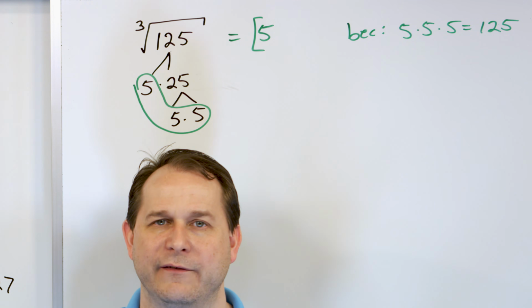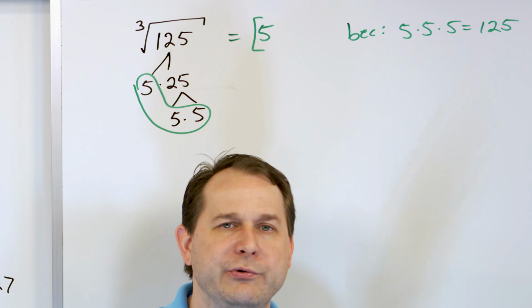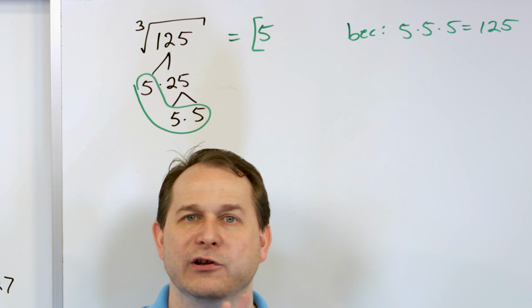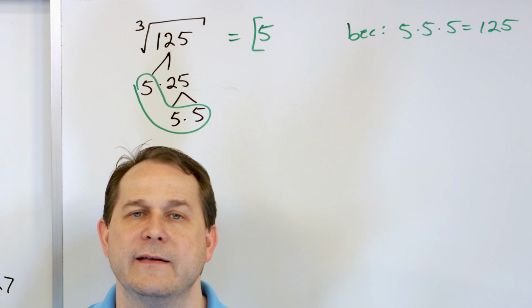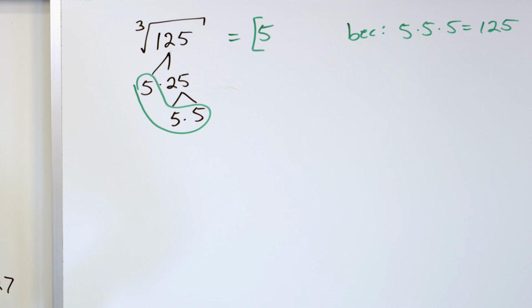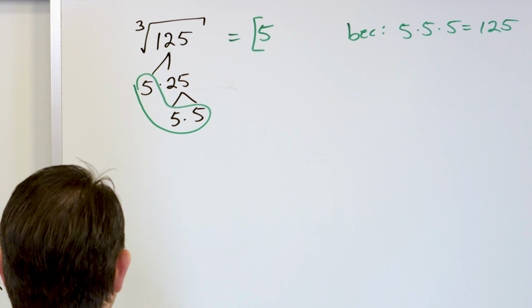Square roots, you look for pairs of 2 in the factor tree. Cube roots, you look for triplets. 4th roots, you look for sets of 4. 5th roots, you look for sets of 5, and so on and so on. That's all there is to it. So here we're dealing with cube roots, so we look for that. And now that we have that understood, now we can crank through some problems.